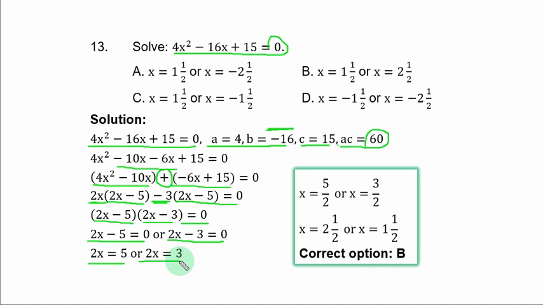Divide through by 2 in both linear equations and you have s equal to 5 over 2 or s equal to 3 over 2. If you express in mixed fractions, you have s equal to 2 whole number 1 over 2 or s equal to 1 whole number 1 over 2. So B is the correct option.